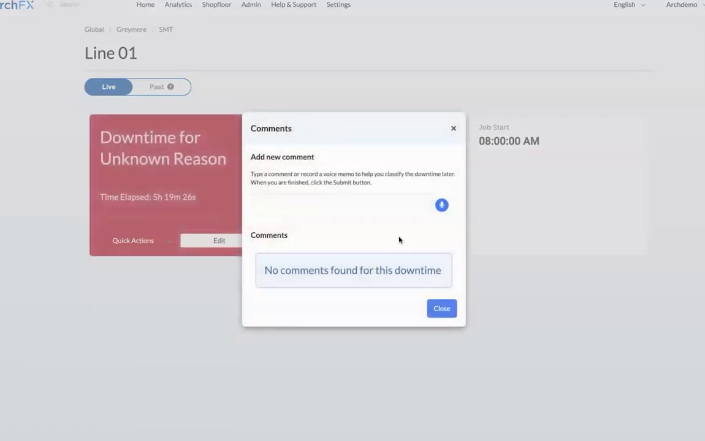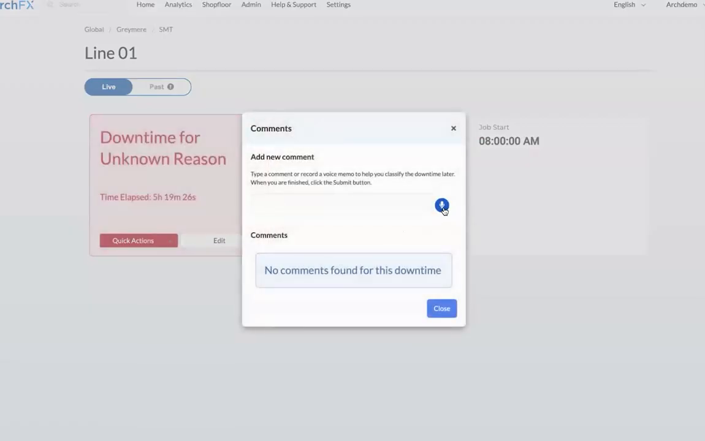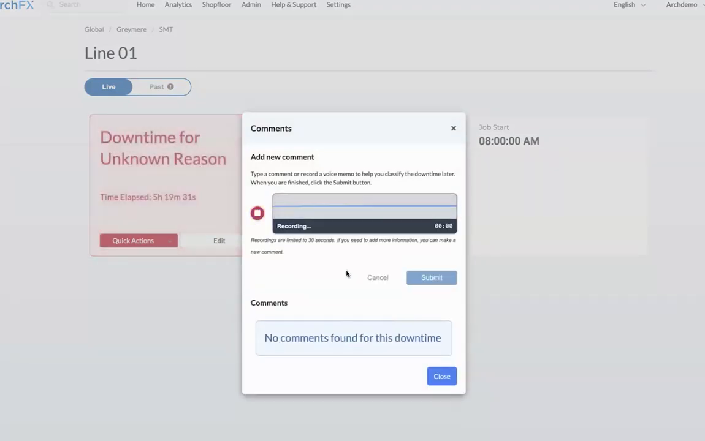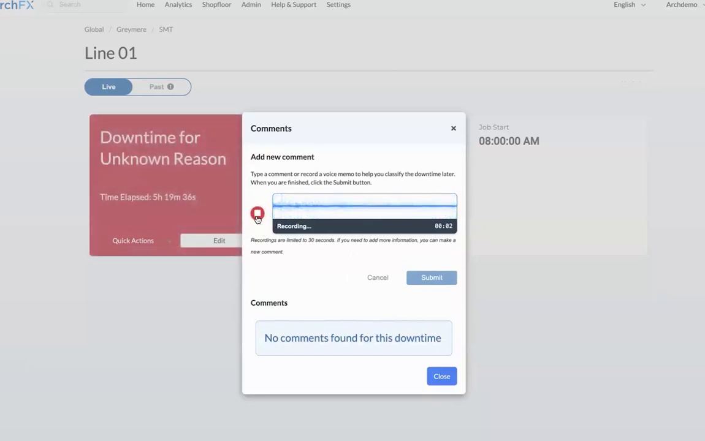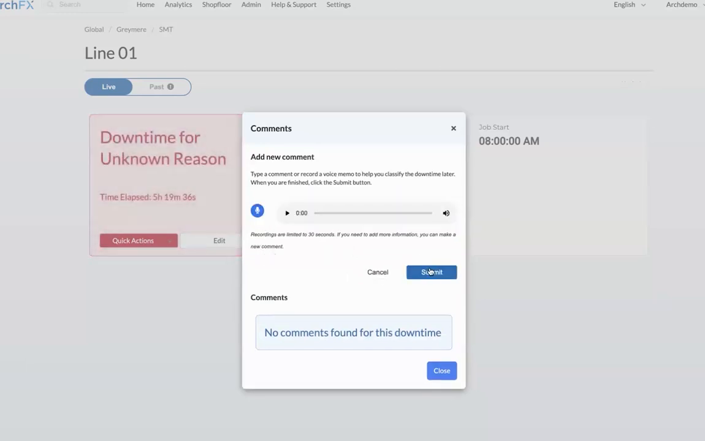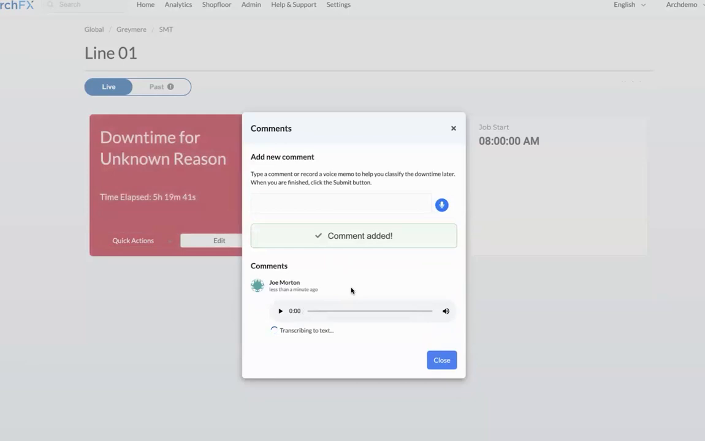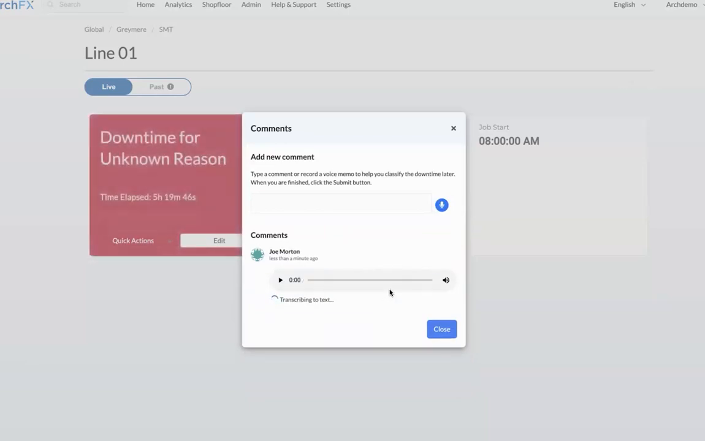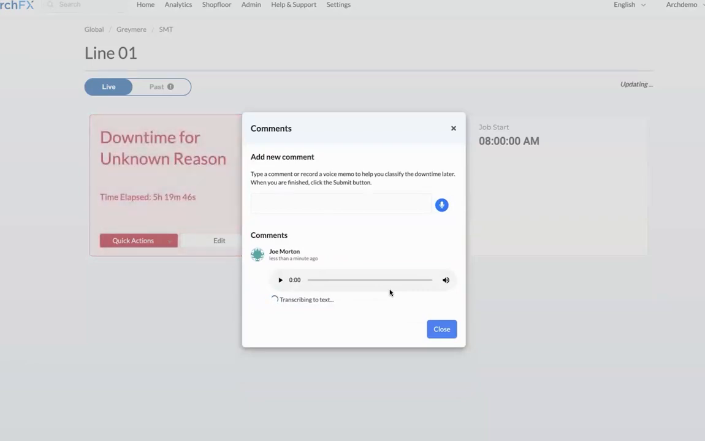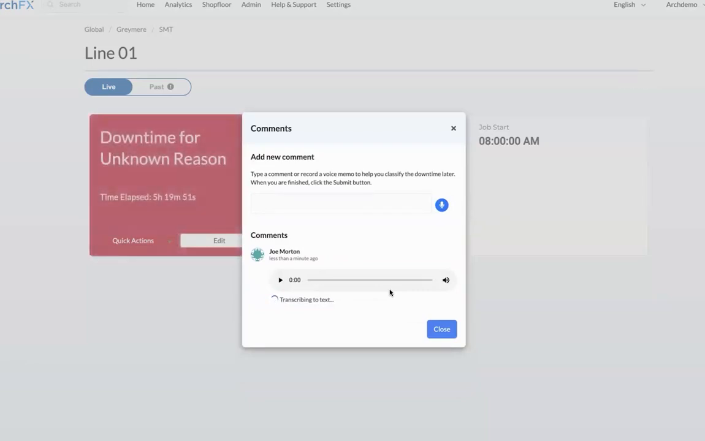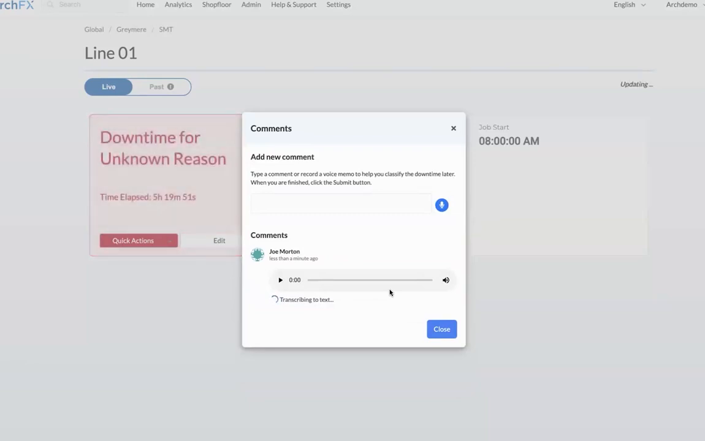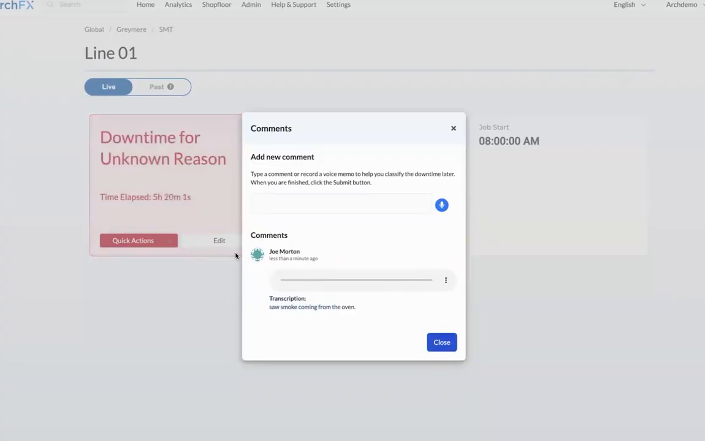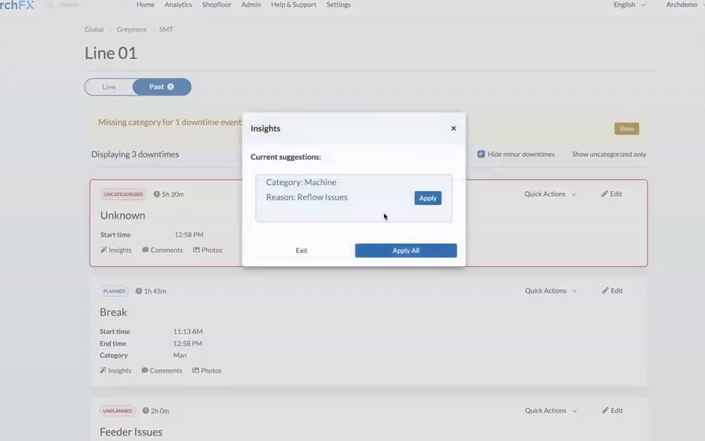So here I can come in, add a quick comment, and we'll see what kind of insight we get back. Saw smoke coming from the oven. Very quick. I'll submit that. We'll give it a moment to transcribe. Once the system transcribes it into text, it adds it to the payload, which is added into the prompt we give the LLM, and it responds back. Here, transcribed: saw smoke coming from the oven. I'll close. Let's look at our insight.